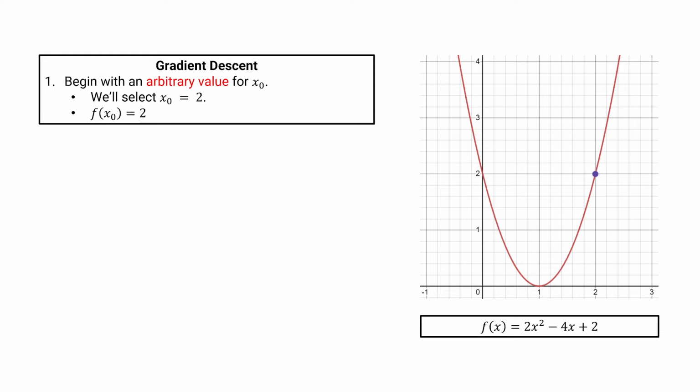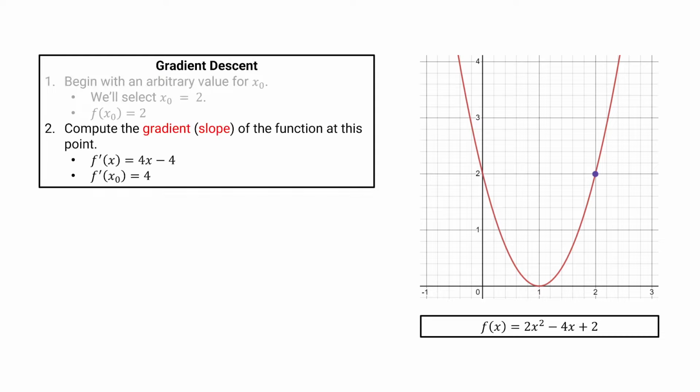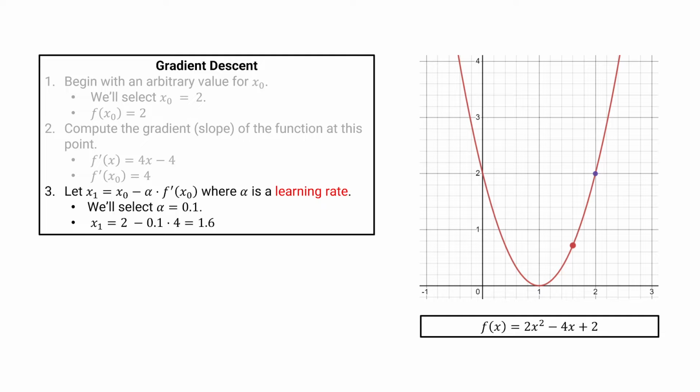In any case, what we're going to do is look for the slope, the gradient as we sometimes call it, or the derivative of the function to find the slope. So we're going to compute the derivative of f of x, which gives us 4x minus 4. Then we can plug in our current value of x0, which is 2, which gives us the value of 4. So the slope at this point is 4. Now we're going to use that information to determine which direction we want to move for our next guess.